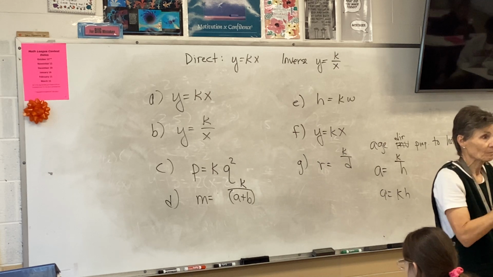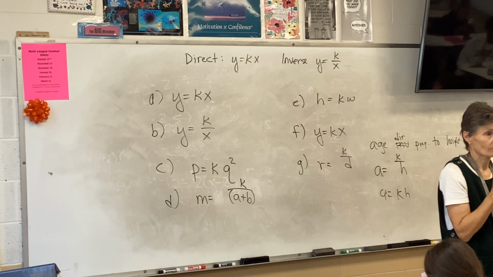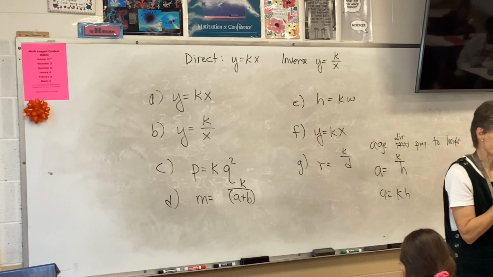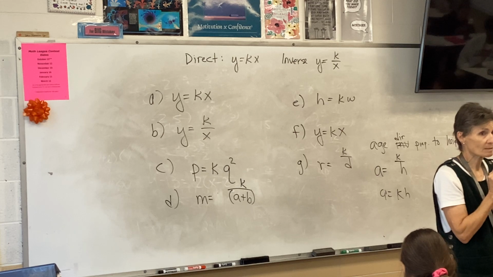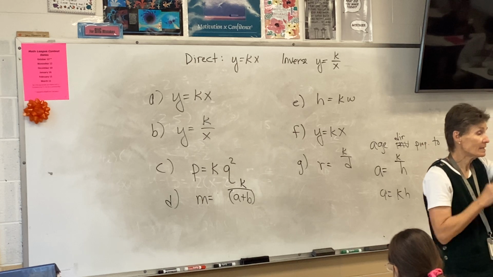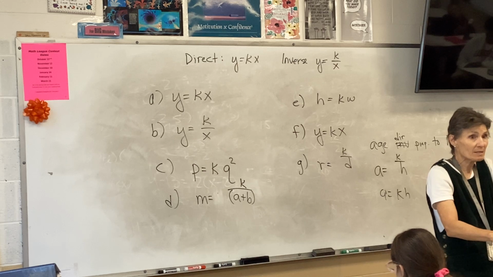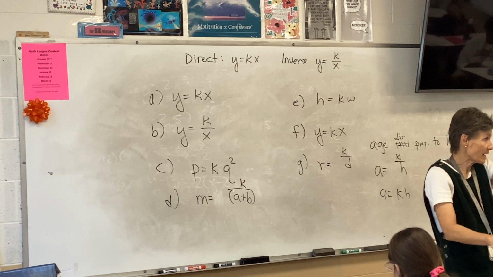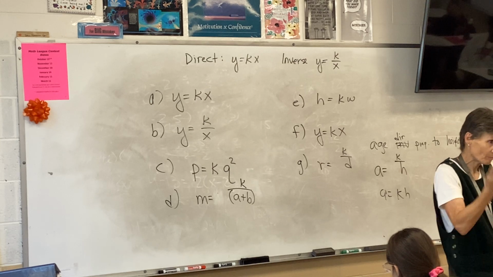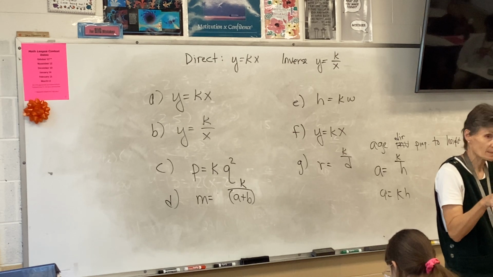That's direct. Now, if I drive 30 miles an hour to school, it takes me a certain amount of time to get here. If I drive 40 miles an hour to school, it takes me less time to get here, right? So more speed is less time. As speed goes up, time goes down. That's inverse variation. Your two quantities are moving in opposite directions. That's the difference between the two.